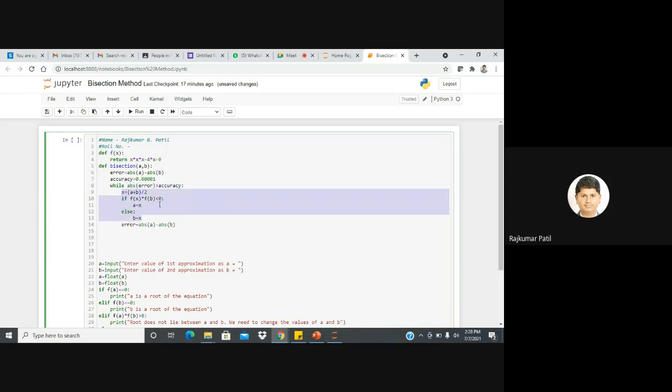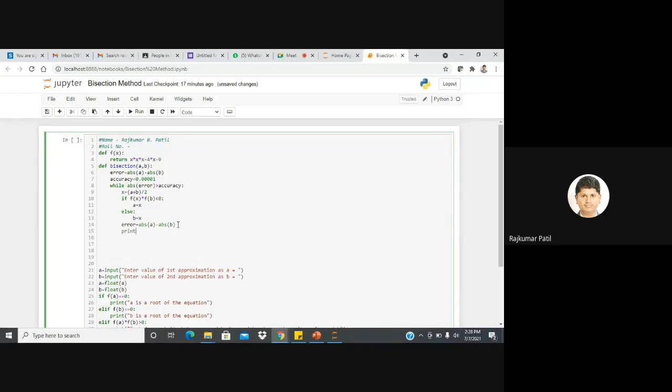And how long will this process continue? Until the desired accuracy is achieved, that is, the absolute value of error becomes equal to or less than accuracy. Then the program will quit the while loop and go to the next line. And below this we can print two values, that is next iteration is, because every time I want to know what the next iteration is.